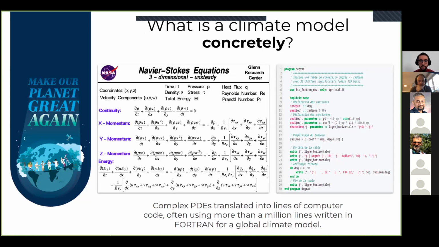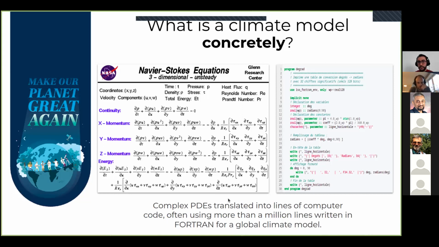But concretely, climate models are complex PDEs. For example, the most notorious example is the Navier-Stokes equations, and you can see here an example. And these complex PDEs are translated into lines of computer code, in general using the Fortran language, but not only, though it's the most used. So really concretely, this is it.